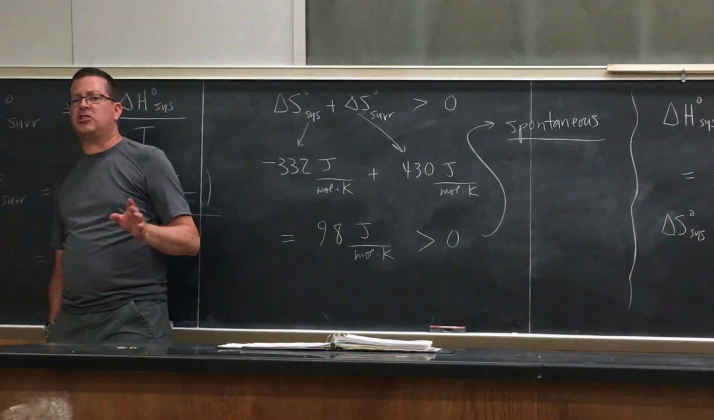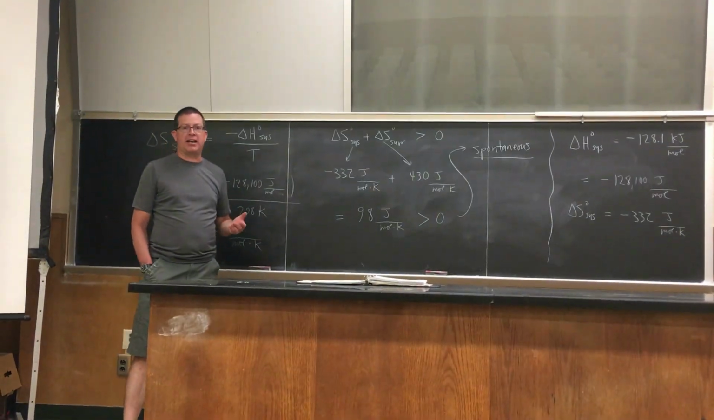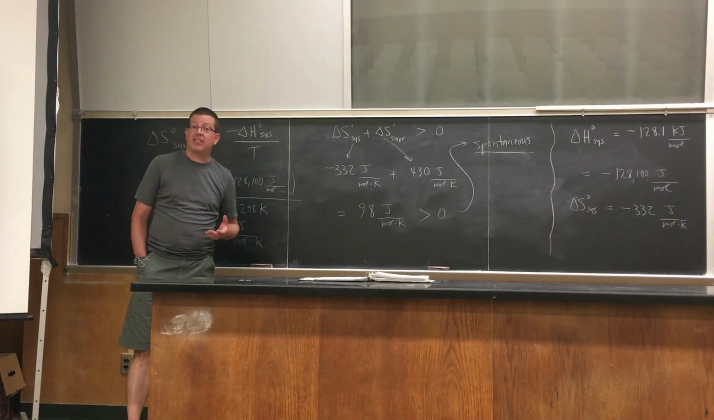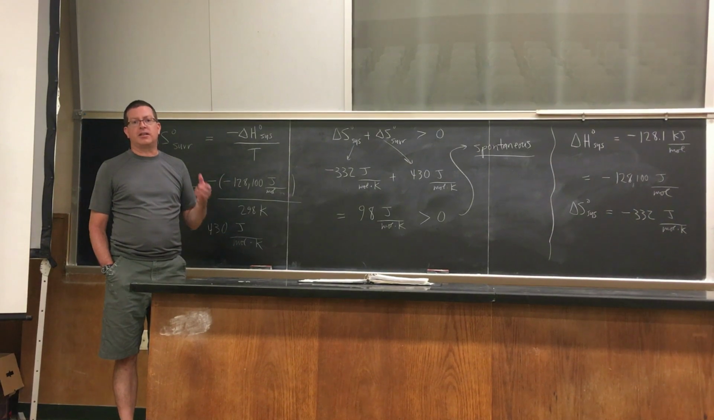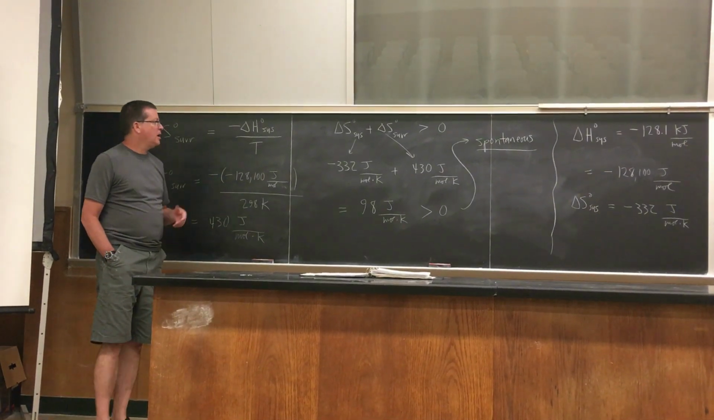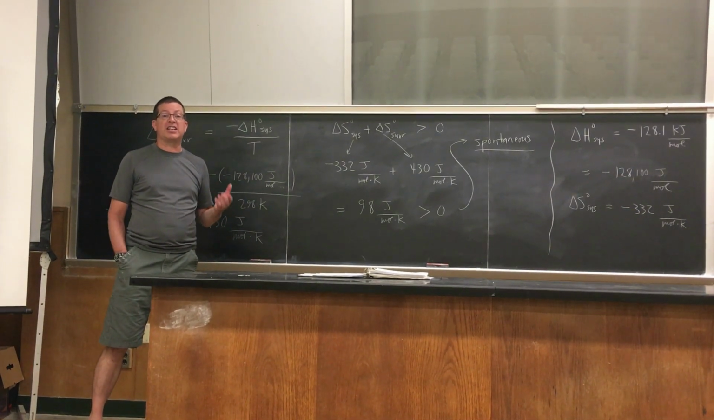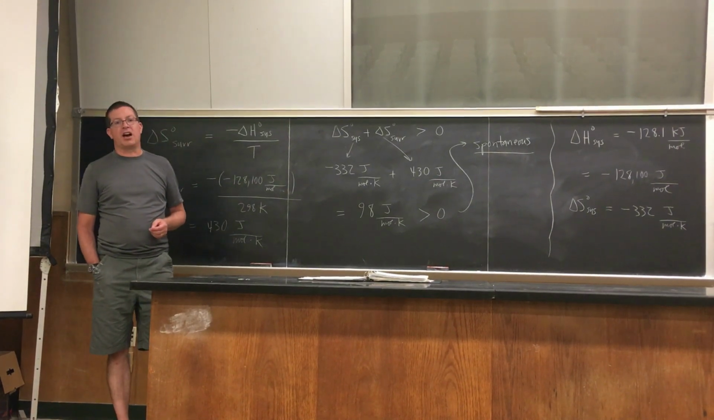So the take-home message here again is that I cannot say anything about reaction spontaneity by looking at enthalpy alone, nor can I say anything about reaction spontaneity by just looking at the delta S of the system alone. I have to take into account the delta S of the system and also the delta S of the surroundings together to determine whether or not a reaction will be spontaneous or not as written.